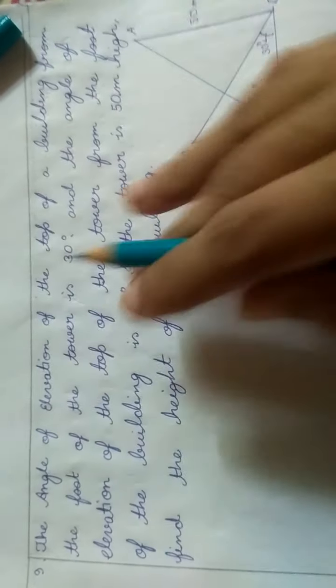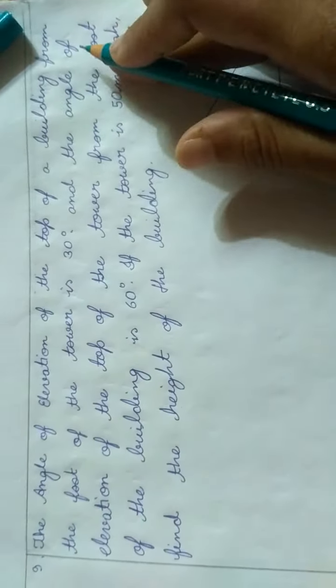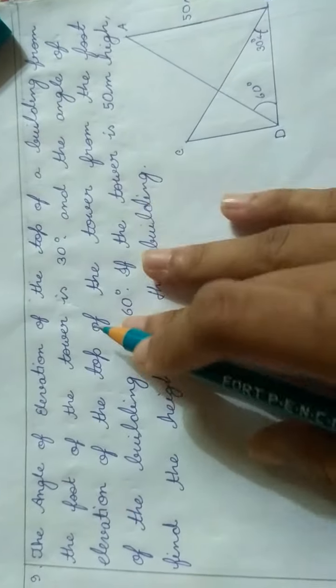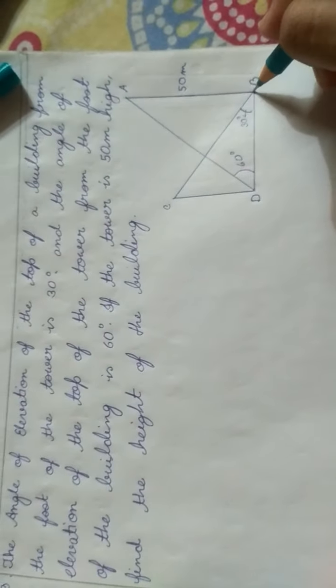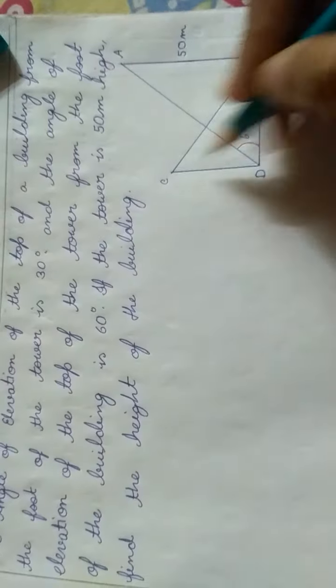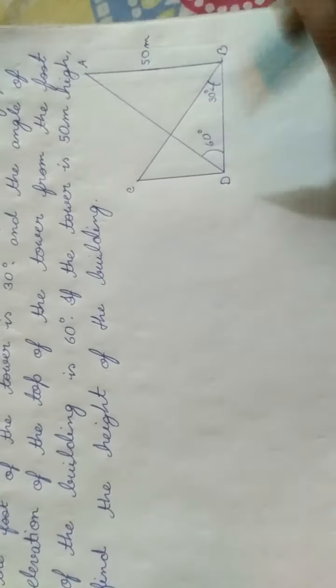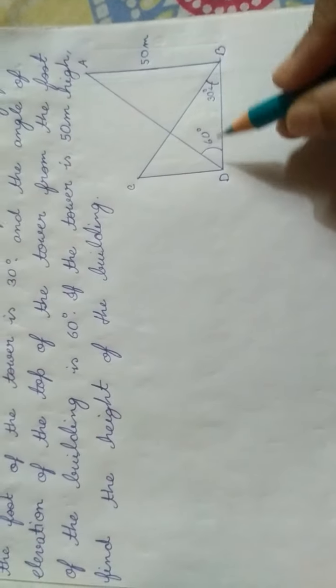The angle of elevation of the top of a building from the foot of the tower is 30 degrees. Let AB be the tower, and from the foot of the tower there is a building, CD. So the angle is 30 degrees. And the same thing happens when we look at the top of the tower from the foot of the building, and it becomes a 60 degree angle.